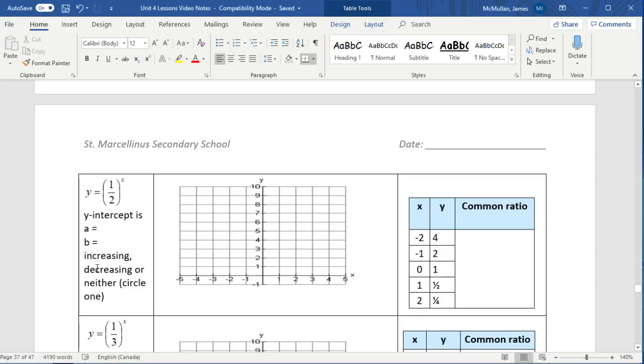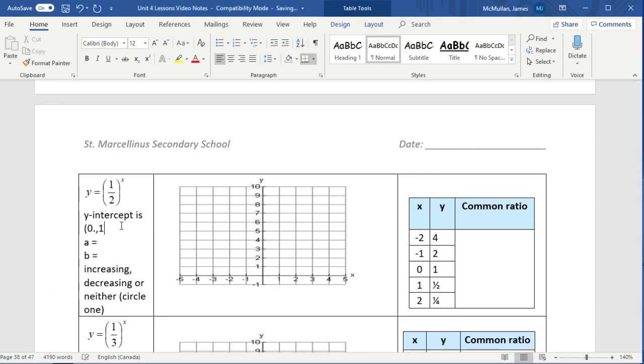So anyway, this one, the y-intercept is still 0, 1. That didn't move. The a value is 1. The b value is 0.5. Or what we could say is 2 to the power of negative 1. That's a helpful way of thinking about this sometimes. Anyway, the common ratio here is 0.5. You take any term and divide it by the term before it, or 2 to the power of negative 1 is another way of writing it.